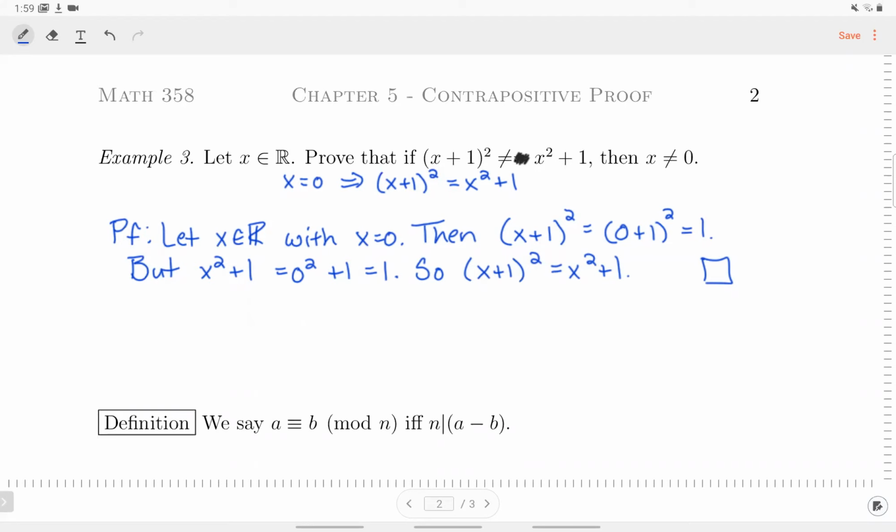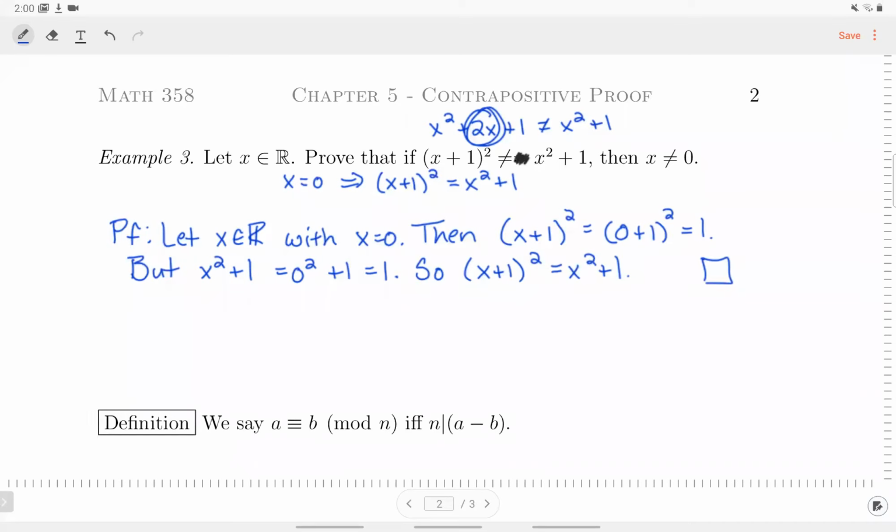Now, this isn't the only way you could prove this one. You could have gone about it with a direct proof by squaring out that side, saying that does not equal x squared plus 1, and arguing that that extra term, if x were 0, wouldn't be there and you'd get equality. But that's a lot weirder. That's not as straightforward, right? So contrapositive makes this ridiculously easy.